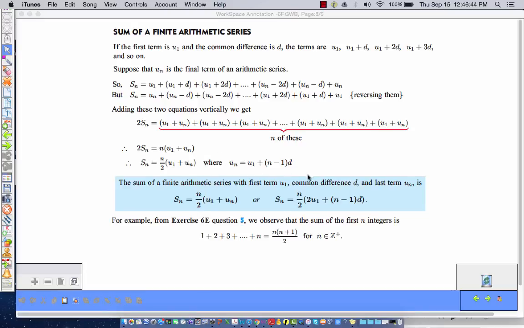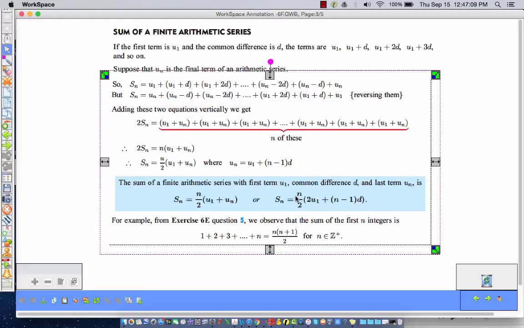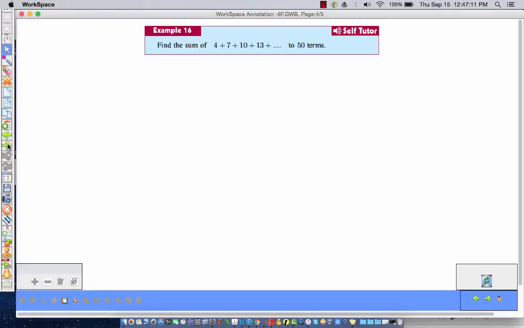And then I can also use this to find a particular term, if I need it. And with some other algebraic manipulation, if I don't have the first term and the last term, I can replace u sub n with what we have here for finding the other term. So we will be using these quite a bit to find the sum of some series.